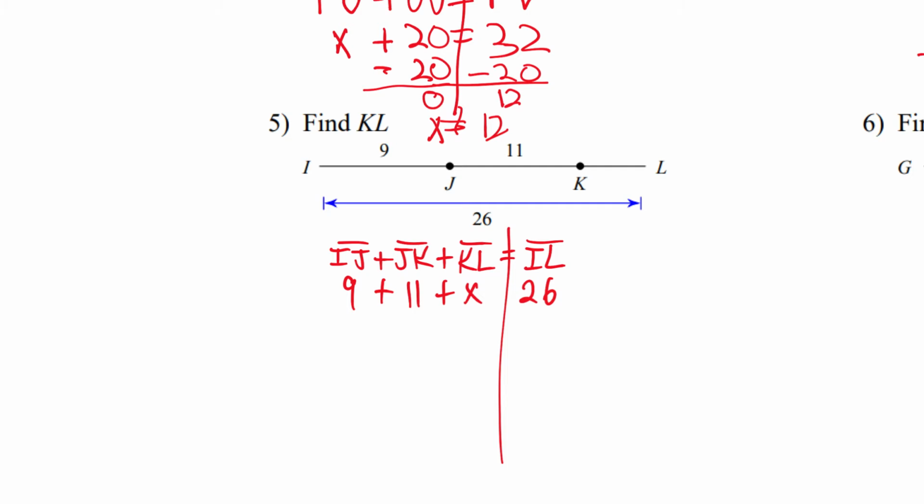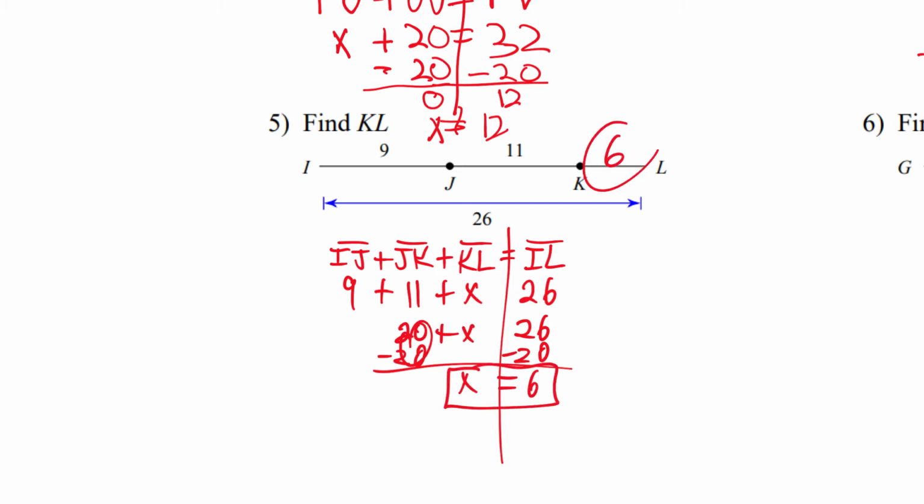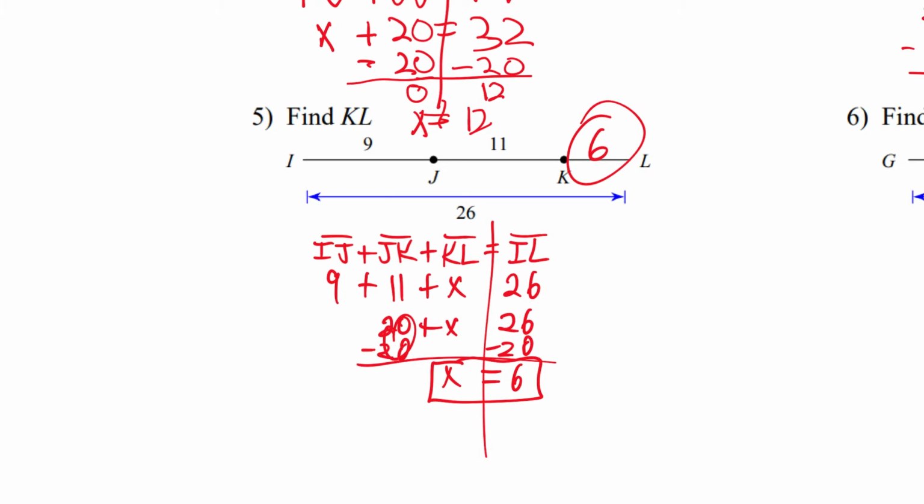9 plus 11 is what? So we have 20 plus x equals 26, minus 20. X equals 6. KL equals 6.